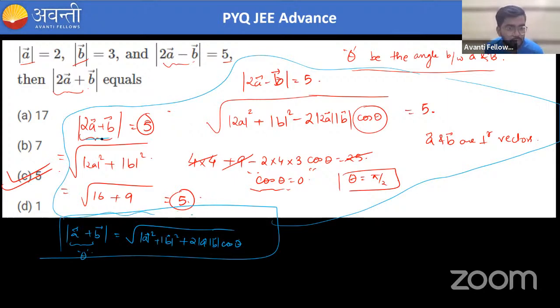So here also that cos theta is missing because the angle between a bar and b bar is 90 degrees. So cos theta will be equal to 0. So that is why we won't have to use that cos theta component in this square root. So this is directly solved. I hope you guys understood this question. Let us try to solve another question.